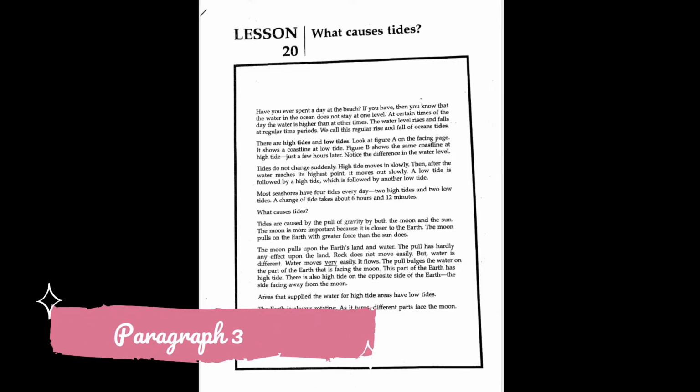Tides do not change suddenly. High tides move in slowly. Then, after the water reaches its highest point, it moves out slowly. A low tide is followed by a high tide, which is followed by another low tide. Most seashores have four tides every day, two high tides and two low tides. A change of tide takes about 6 hours and 12 minutes.